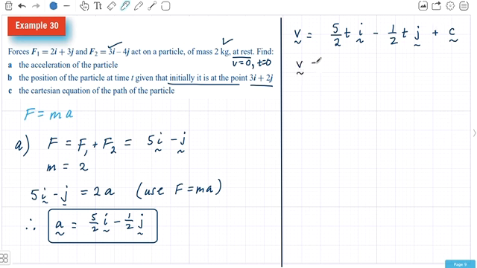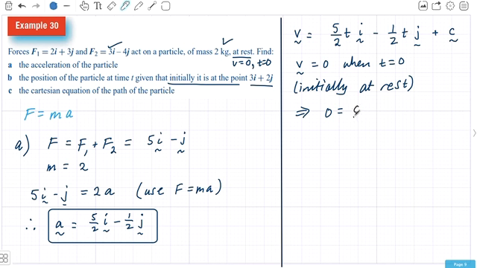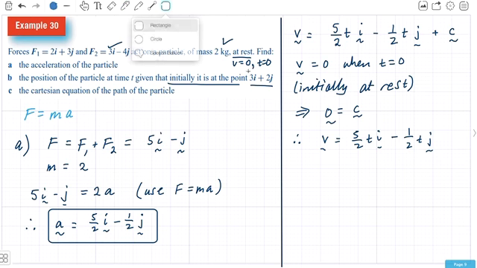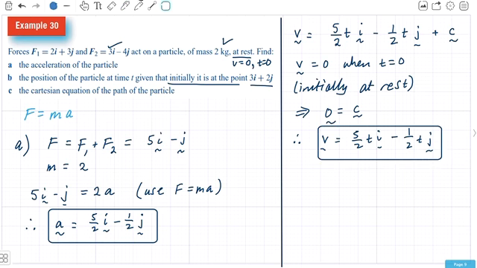Now we know that v equals 0 when t equals 0 because we're initially at rest. And so that means that 0 is equal to c. So therefore, I've written that as the 0 vector because c is a vector and it's equal to 0. So that means with no c, we have v. v is 5 over 2 t i minus a half t j. Put a box around that one so I can see it.